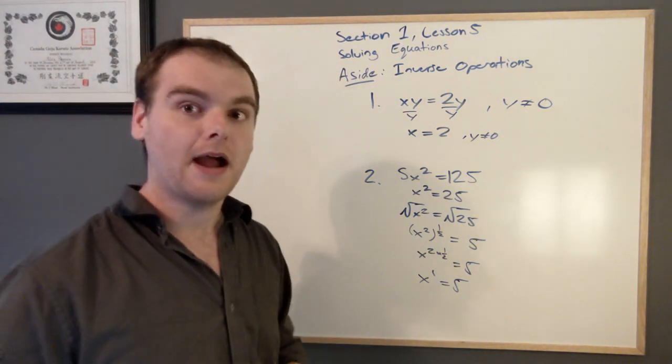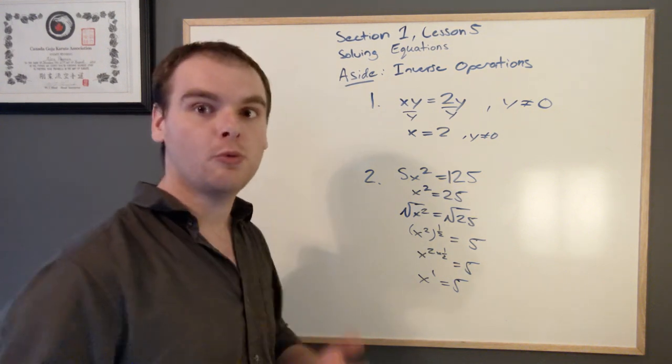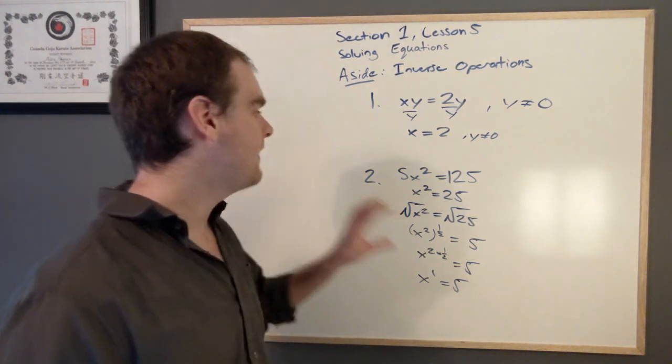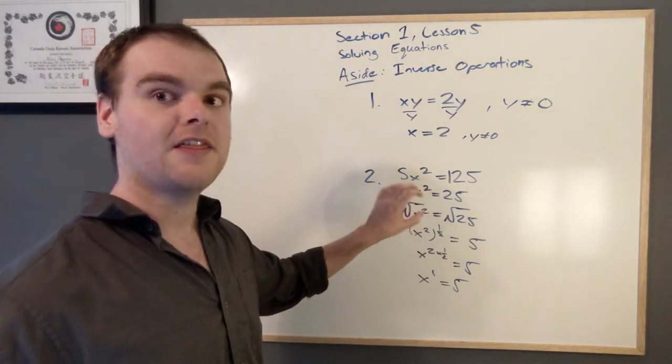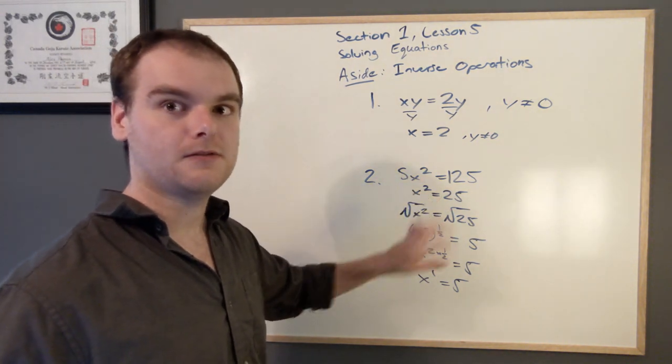So if you have any power, you take the appropriate root, and that will get rid of the power. You just have to make sure that on the one side, the thing with the power is by itself.